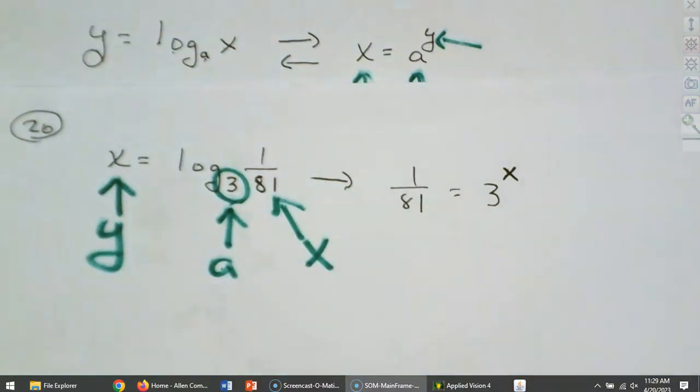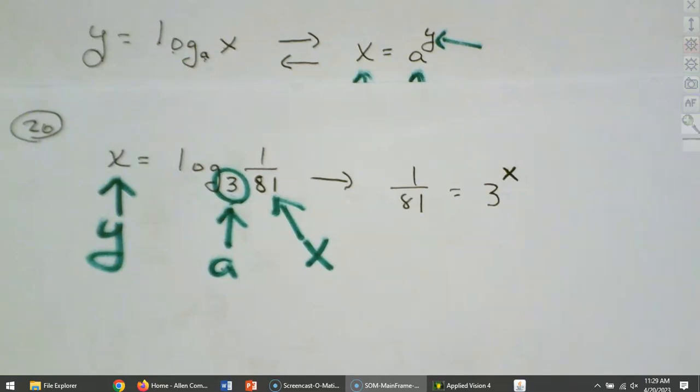We covered these last time, right? Now, how do we find that value of x? Well, to get that x, we need to make sure that our bases are the same. That will force your exponents to be the same. So we need to turn that 81 somehow into a 3.